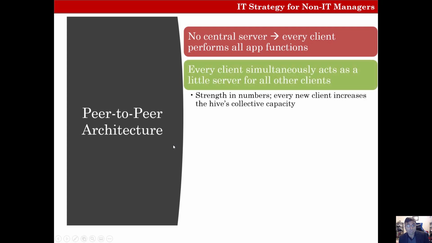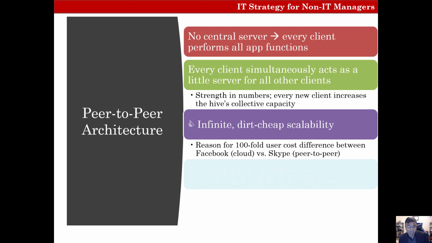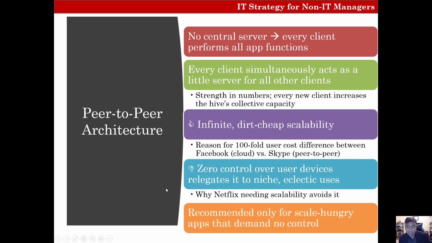Dirt cheap scalability is a huge advantage, and that's why you can expand. It's cheap, but you have no control over user devices, which makes it useful only in niche, eclectic uses. This is why Netflix, which needs scalability, avoids it. It's recommended only for scale-hungry applications that demand no control.